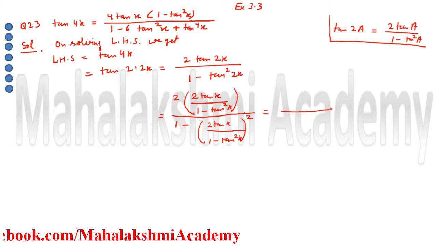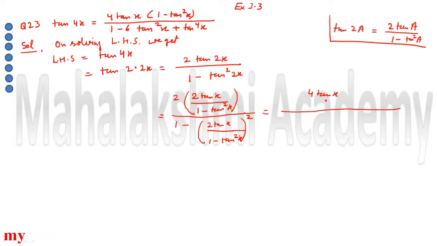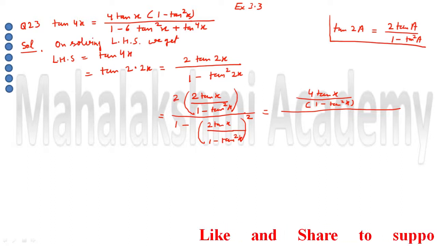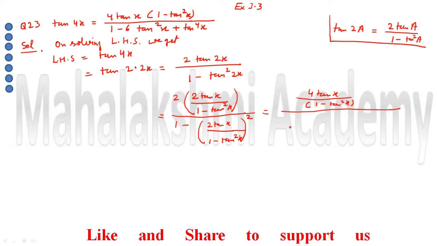So when I open here, this 2 and 2 will multiply, and it's going to be 4 tan x divided by, I am writing here in brackets, 1 minus tan square x. So the numerator is as it is, only one change I have made: I multiplied this 2 by 2. Now in the denominator I am going to take the LCM.